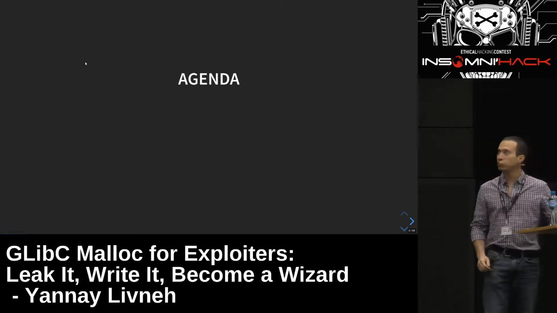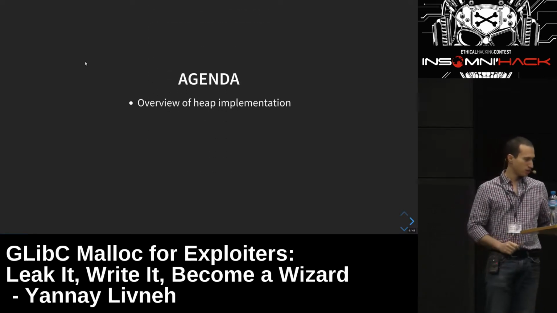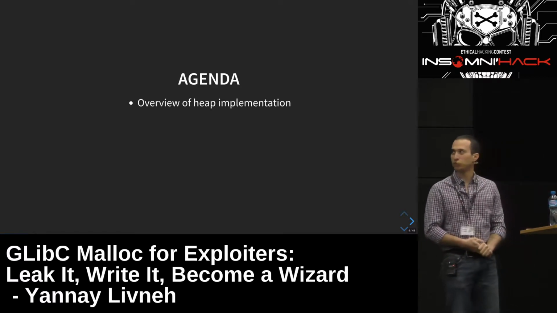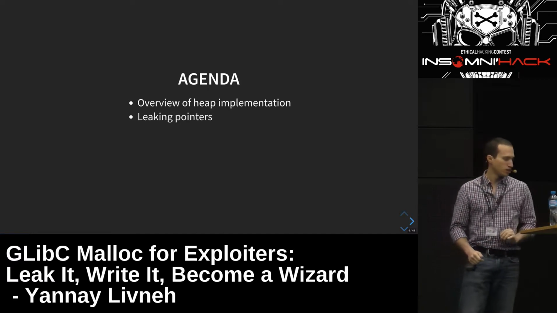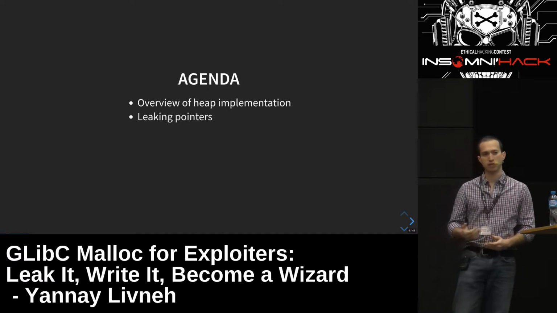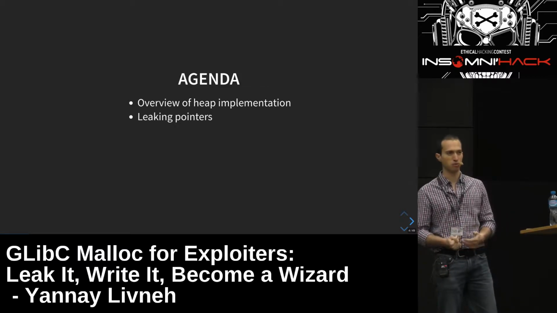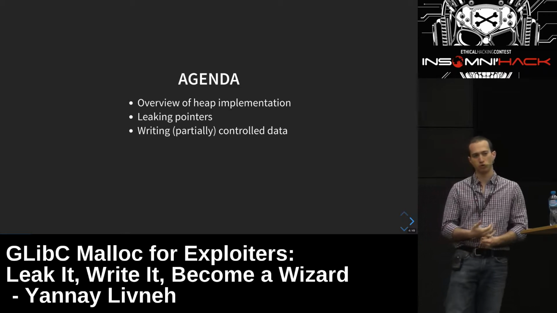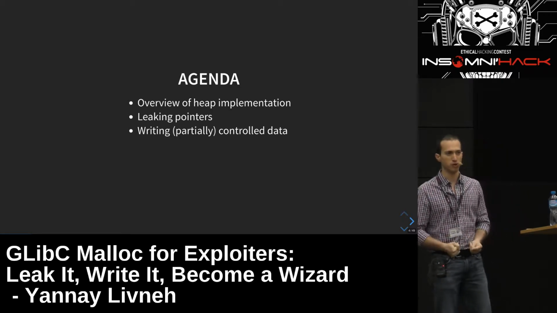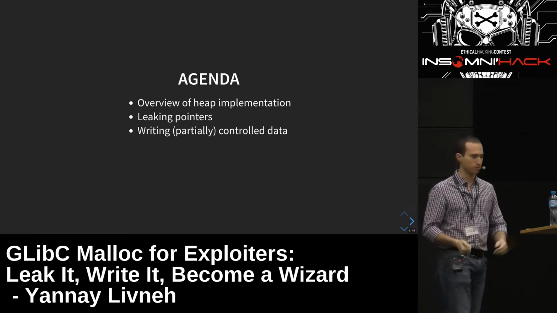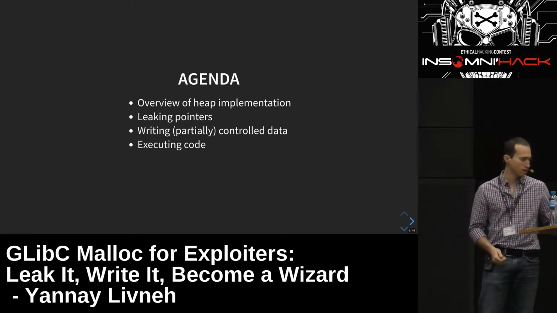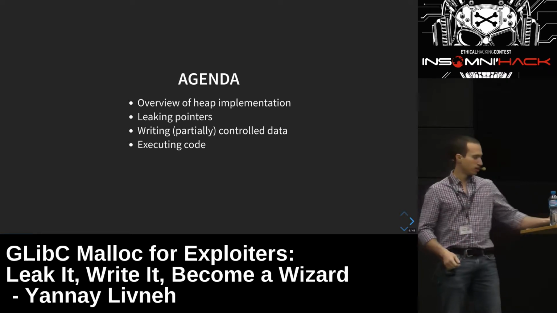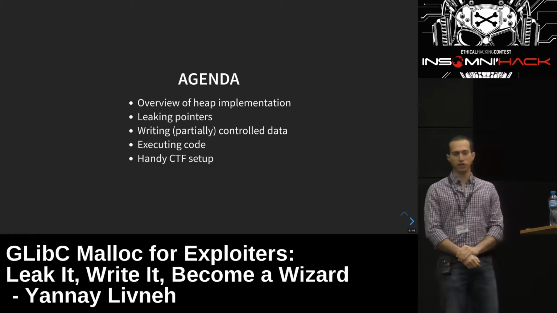So today's agenda, given these objectives: we're going to see an overview of the heap implementation, a very brief overview. Then we'll see how we can leak pointers to bypass ASLR and disclose memory addresses. We'll then continue with a controlled write of data to memory addresses we shouldn't have access to, but we're exploiters, so we get this access. We'll finish with code execution, how to hijack the flow. And as a bonus, I'll show my CTF setup.